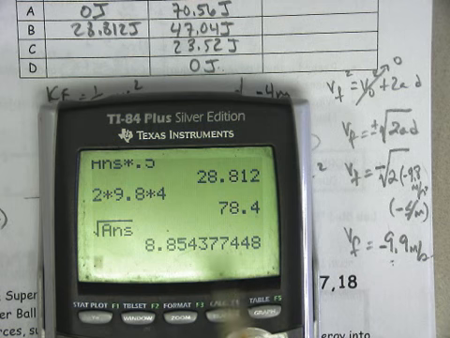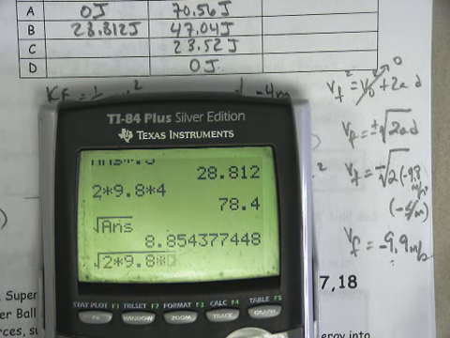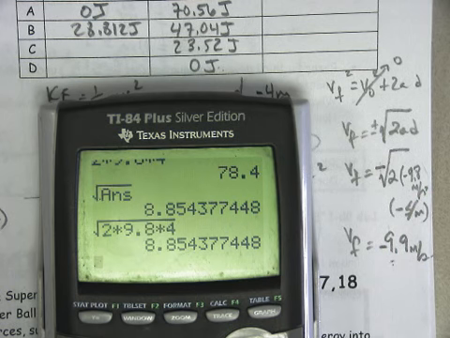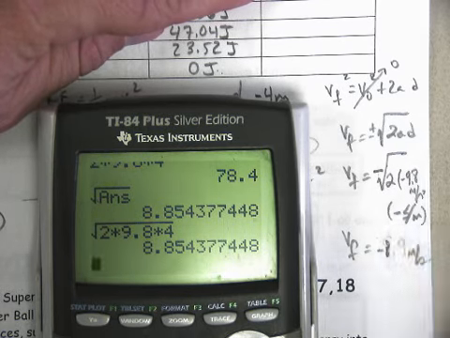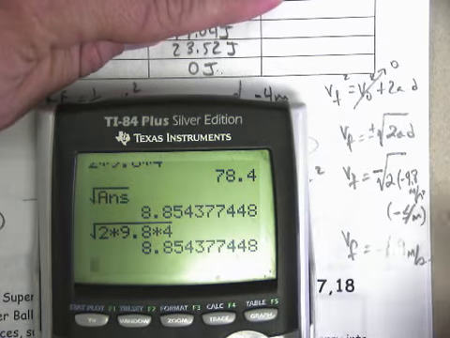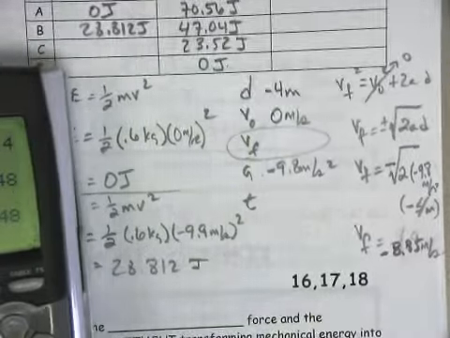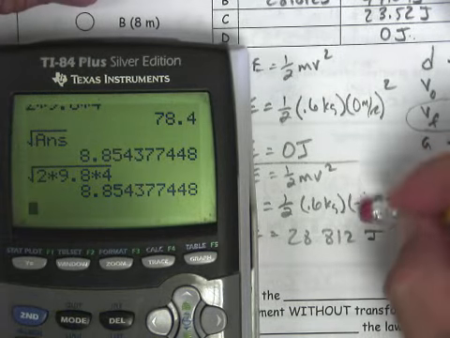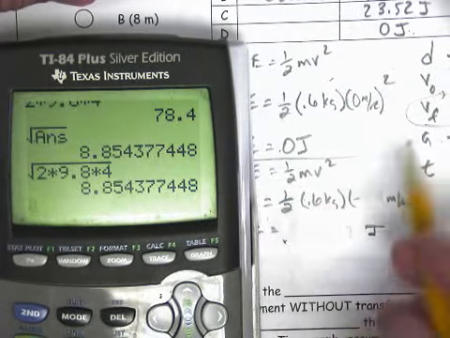Earlier I calculated 9.9, and on this one I'm calculating 8.85. So let me do that one more time. I'm going to take the square root of 2 times 9.8 times 4. I'm sure if you were watching the video, you probably caught it earlier and found my mistake. 8.85. There it is, which is going to change my previous answer. So let me go back over here. So that's going to change this one. Sorry about making this mistake. Glad I caught it.